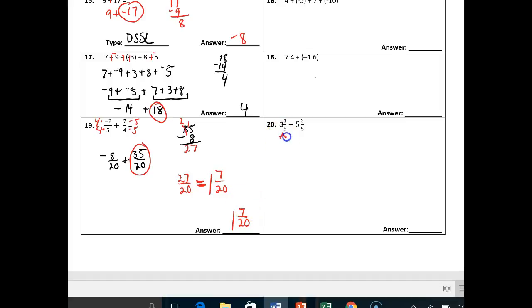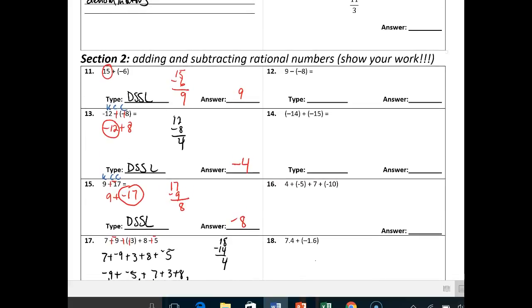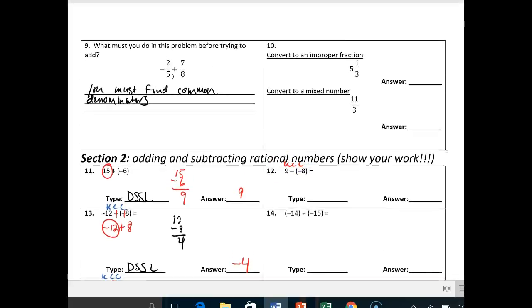And number 20, just real quick, I would remember if I were you to split your fractions. This becomes plus a negative, so plus a negative 5, also plus negative 3/5. Use commutative property after that. There's no need to change anything here on number 16, right? There's no minus signs. That's just SSAK. The other KCC problem would be this one. Other than that, you should be good to go.